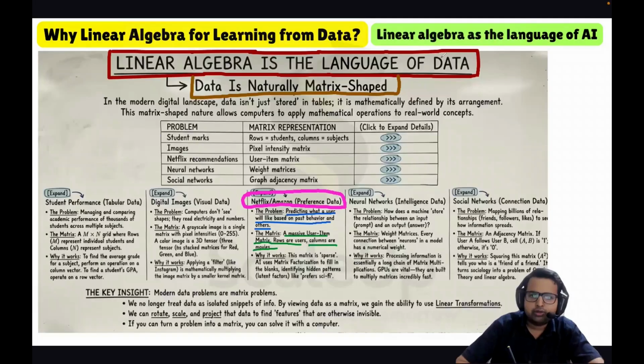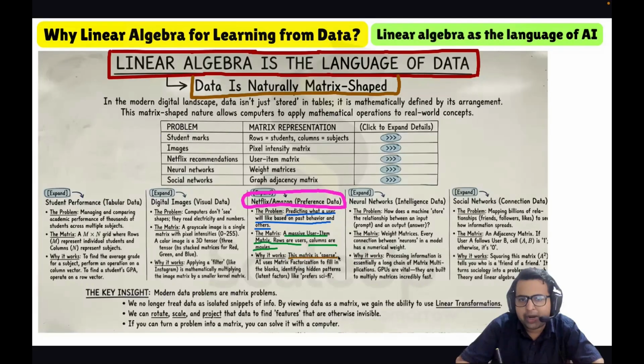Now, how can this user item matrix play a role in predicting what a user will like? This user item matrix is a sparse matrix. In it, most cells are empty. So AI uses matrix factorization to fill in the blanks, identifying hidden patterns.